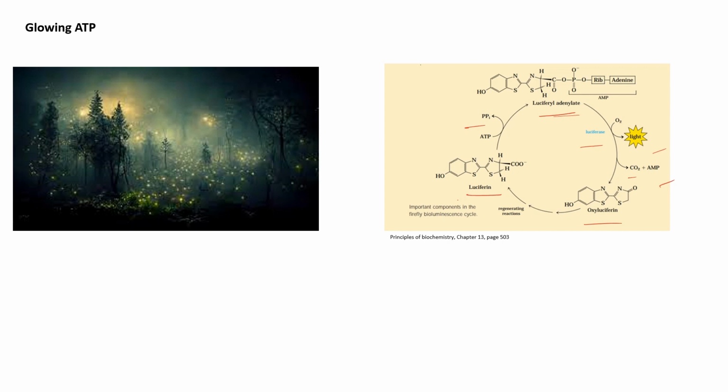This is the reason why the firefly glows, because it contains an enzyme called luciferase which, in the presence of oxygen, attaches the oxygen to luciferyl adenylate with the release of light. Because of this reason only, the firefly glows. Okay, so this is called glowing ATP. The mechanism here is also the same. The ATP dissociates into AMP plus PPi with the mechanism of group transfer and the process happens.